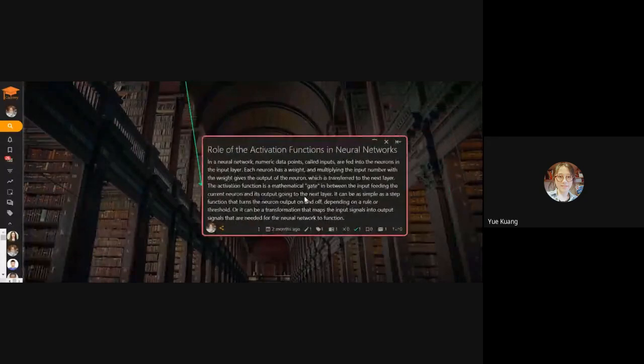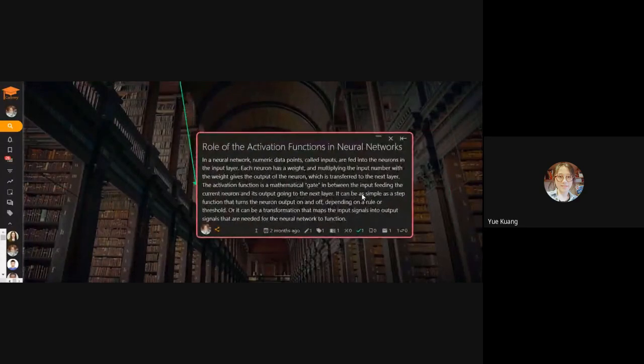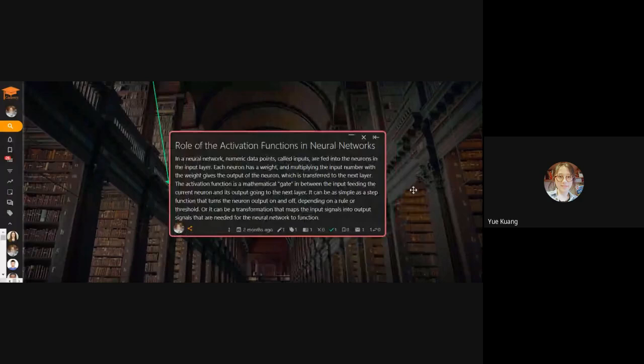So, the role of the activation functions in neural networks. As we have introduced, in a neural network, numeric data points called inputs are fed into the neurons in the input layer. Each neuron has a weight, and multiplying the input number with the weight gives the output of the neuron, which is transferred to the next layer.